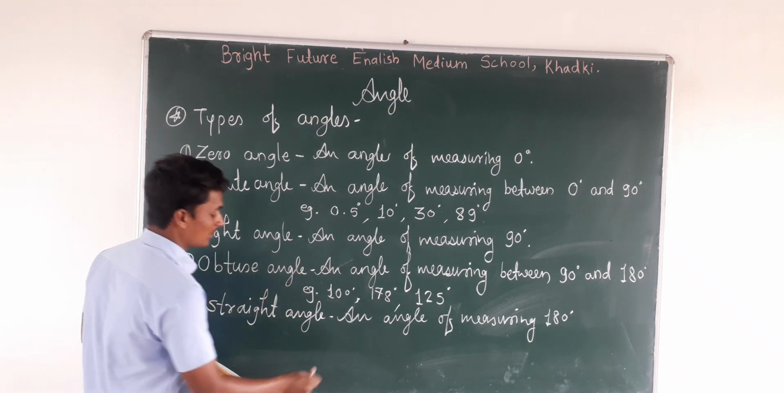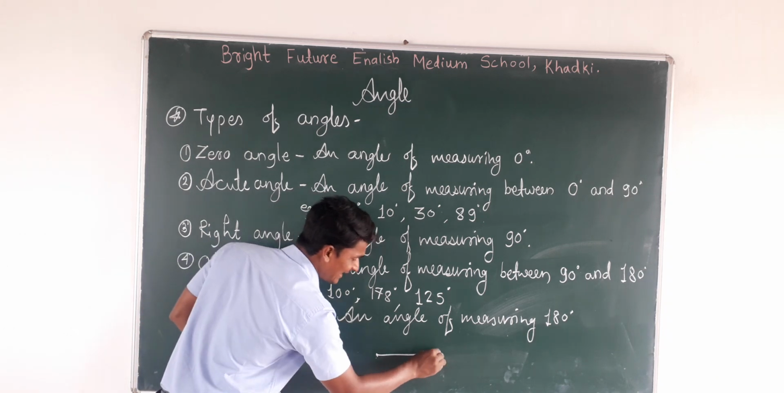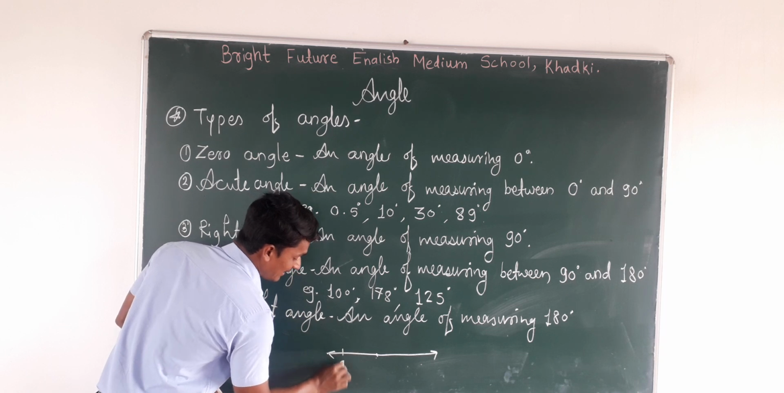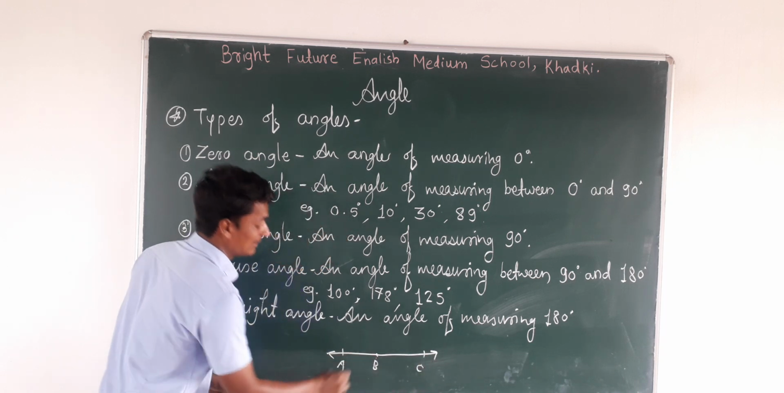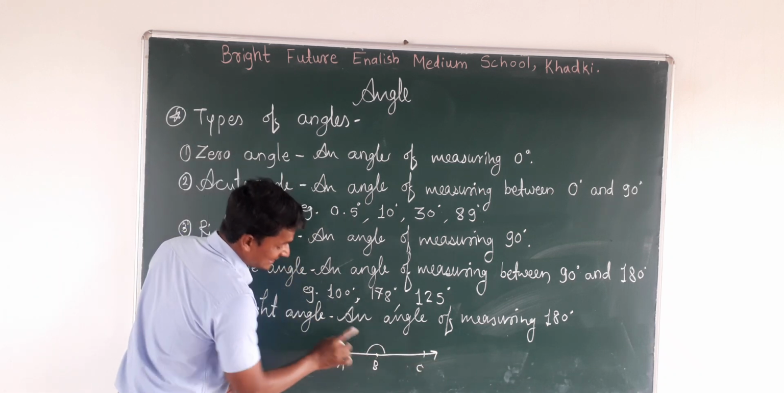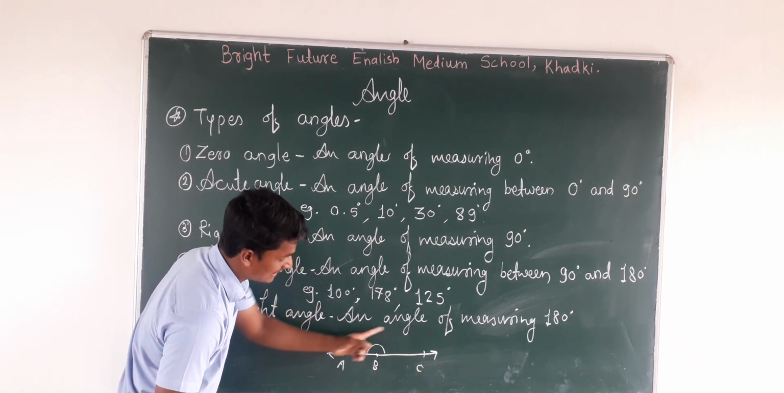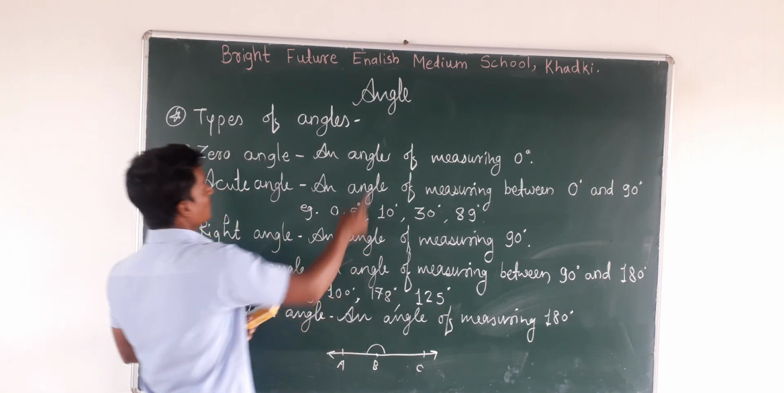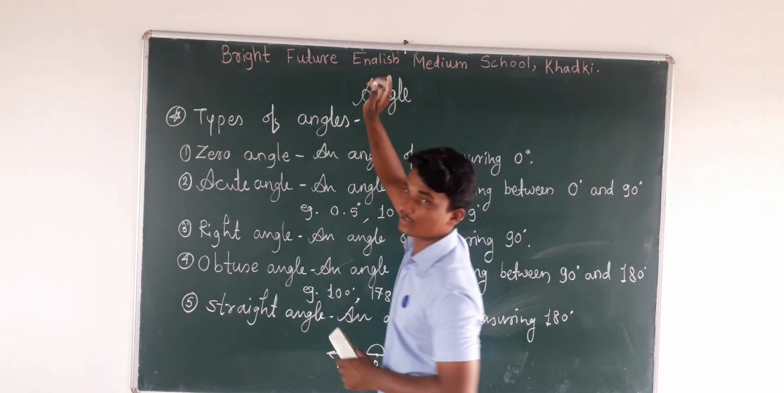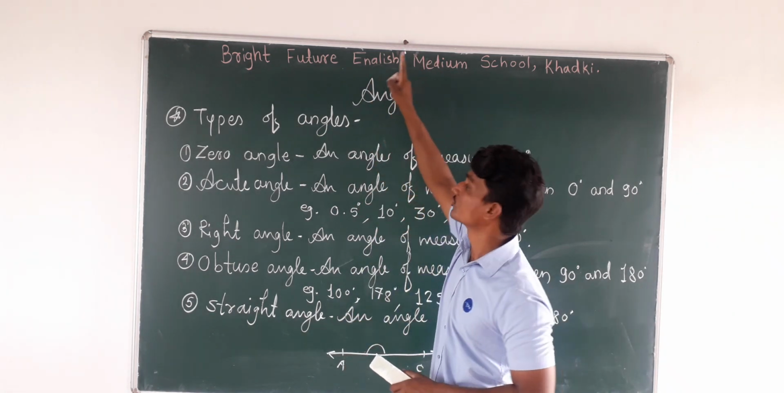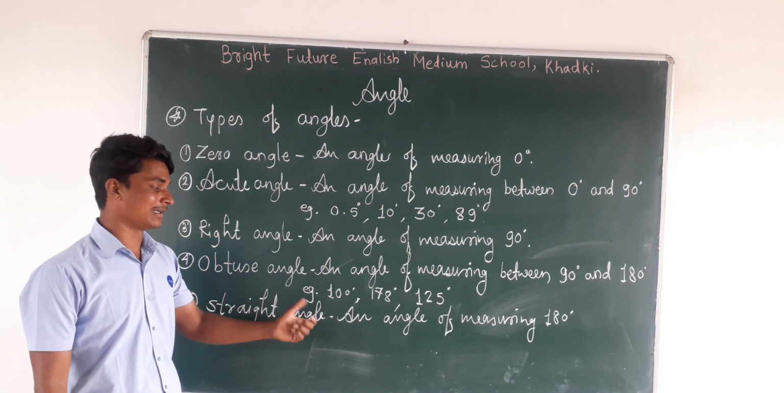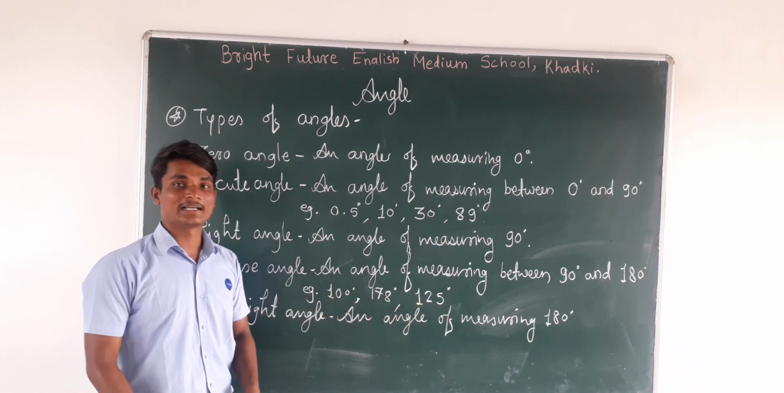अब 180 कैसे होता है देखो. Suppose एक रे ऐसी है and one more ray is there. That ray is straight. Suppose A, B and C. This is the angle. Now this angle is a straight angle. It's a straight line. So this measurement indicates 180 degree. Suppose हमने यहाँ इस point पे angle निकाला. यहाँ पे कौन सा angle फॉर्म होता है? So that measurement is 180 degree. So this 180 degree is called a straight line angle, or you can also call it a straight angle. An angle of measuring 180 degree.